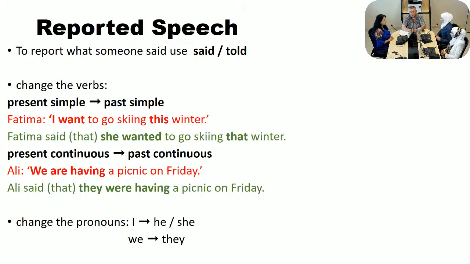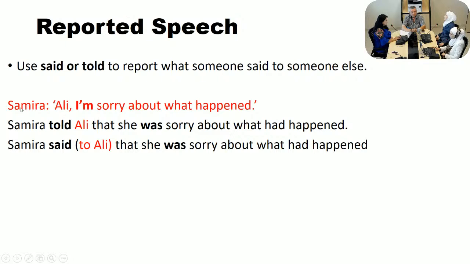The following slide. As we said, in reported speech, we use "said" or "told." So we use them to report what someone said to someone else. "Told" needs an object. "Said" doesn't need an object. Like in this example, Samira said, "Ali, I am sorry about what happened." This is the original one. So in reported speech, when we use "told," we have to put the object.